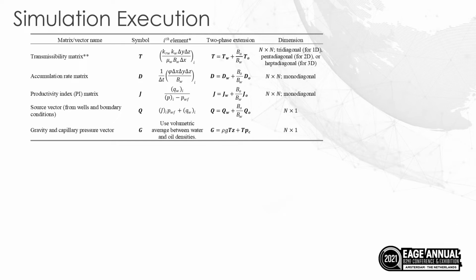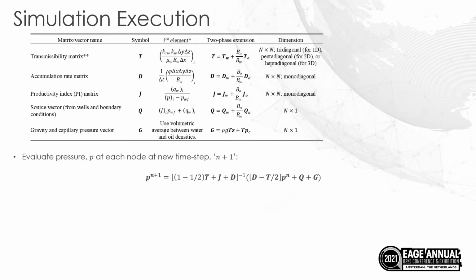The accumulation rate matrix, D, is related to the time step and gets bigger with a smaller time step. The productivity index matrix is related to boundary conditions when it comes to wells. The source vector Q is also related to wells with a constant flow rate. And the gravity and capillary pressure vector G is related to gravity and capillary pressure effects, which are normally almost negligible.